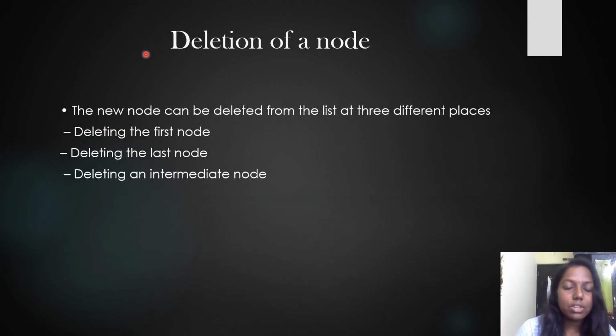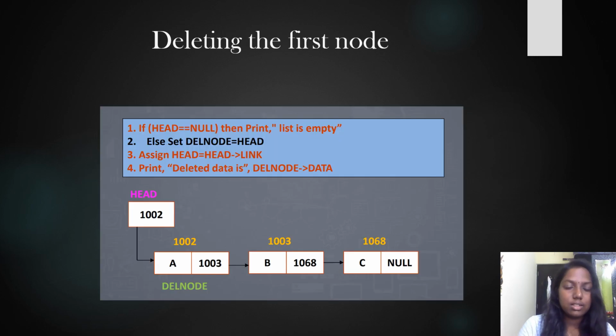Deletion of a node. The node can be deleted from the list at three points, such as deleting the first node, last node, and an intermediate node. Deleting as the first node, we say if the head is equal to null, then the list is empty. Of course, if the head is null, which does not point to anything, then the list is empty. Else, the del node is set as head. Then we have to just assign this head to the head link, that is this node. This head is then assigned to this head link. Basically, this node is then just gone.